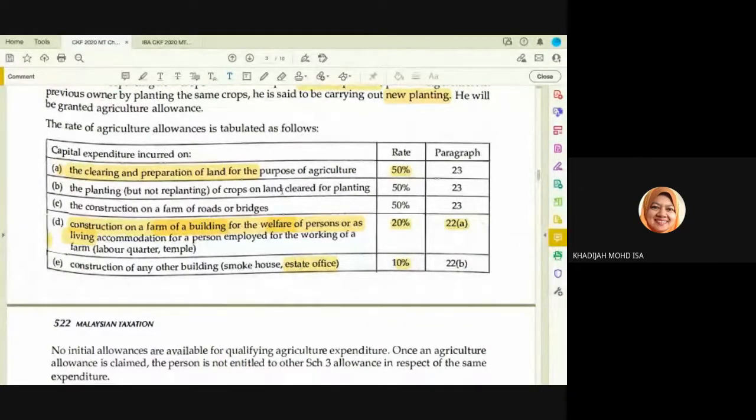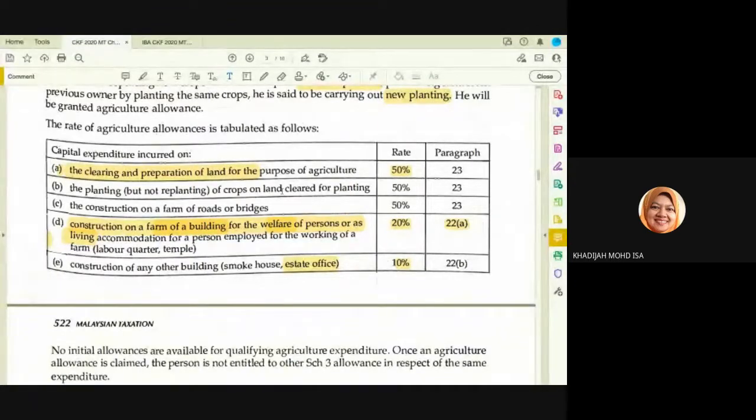So it means that when you incur your capex, in the first year you claim 50%. Then in the second year, you claim another 50%. When it comes to the third year, zero already. You cannot claim anymore because 100% has been claimed. The planting of crops on land cleared for planting is also 50%. Construction on a farm of roads or bridges is 50%. So A, B, and C are 50%.